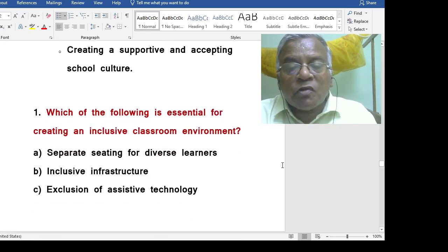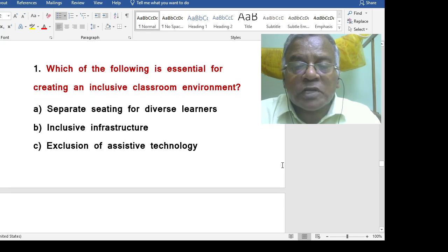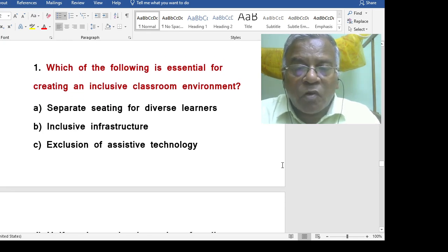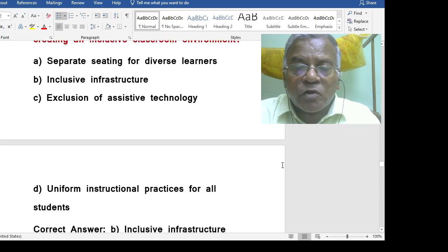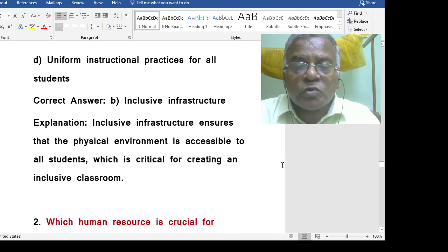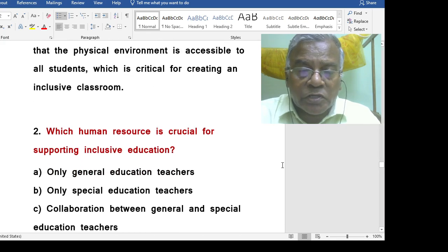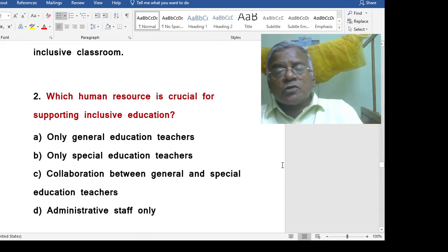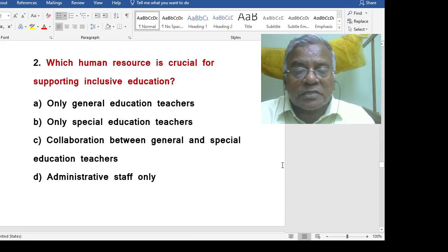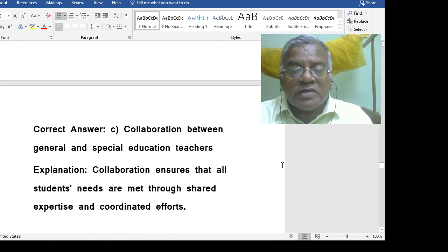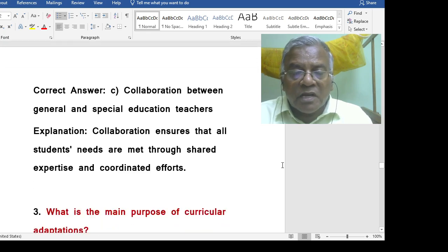Which of the following is essential for creating an inclusive classroom environment? That is inclusive infrastructure. Inclusive infrastructure ensures that the physical environment is accessible to all students, which is critical for creating an inclusive classroom. Which human resource is crucial for supporting inclusive education? That is collaboration between general and special education teachers. Collaboration ensures that all student needs are met through shared expertise and coordinated efforts.